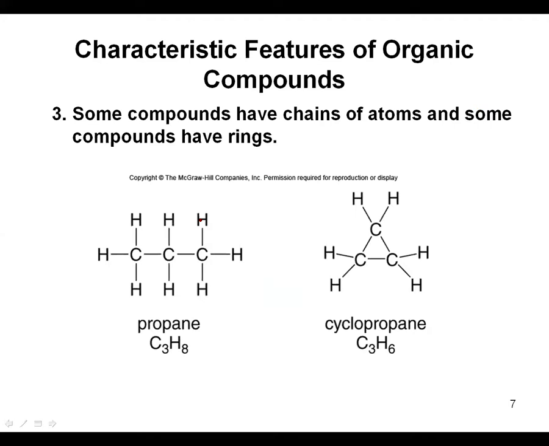Some organic compounds have chains and some have rings. So this is what is sometimes referred to as a straight chain, and it's pretty much what it sounds like. All the carbons run all together, so they're all in a straight line. Sometimes the carbons will connect together and make what is sometimes referred to as a ring structure.